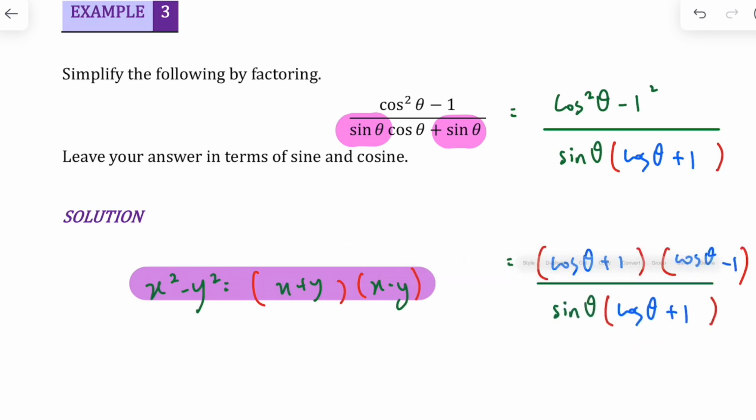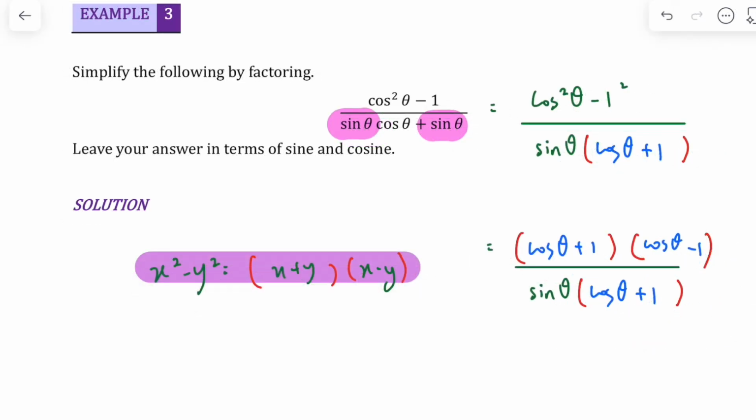The numerator is the same. Then let's see which one we can further simplify. So obviously this is the common term. So let's cancel out and then you're left with the rest. So your answer will be cos theta minus 1 over sine theta. So you know this is the end of your working because you have leave your answer now in terms of sine and cosine.